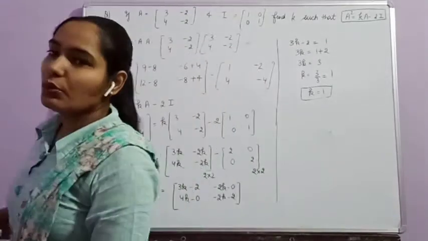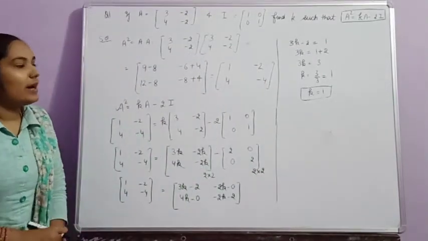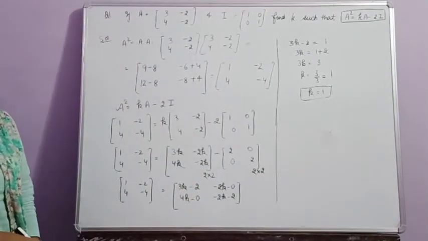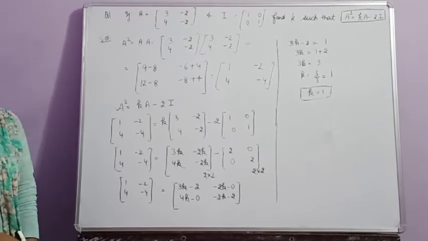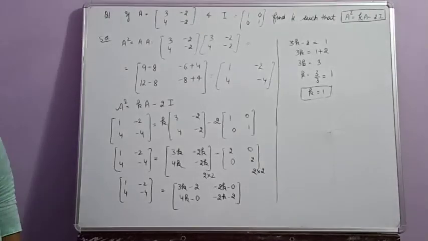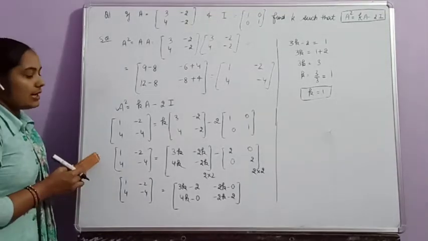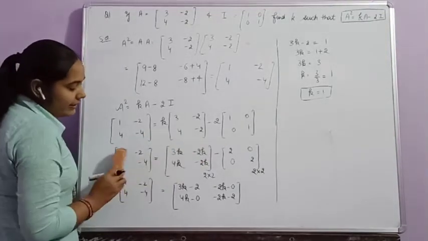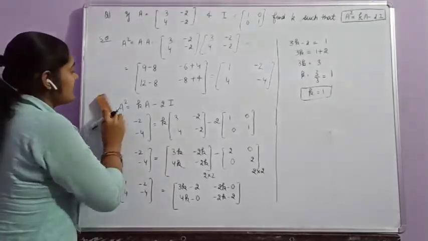A relation is given to us. So, firstly we find A square and then put the values of A square, A matrix and identity matrix in the given relation, that is A square is equal to KA minus 2I. Then we subtract these two matrices and compare the corresponding elements.